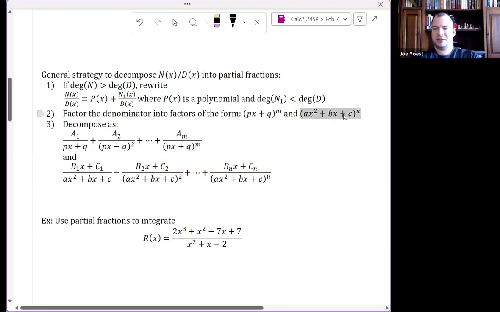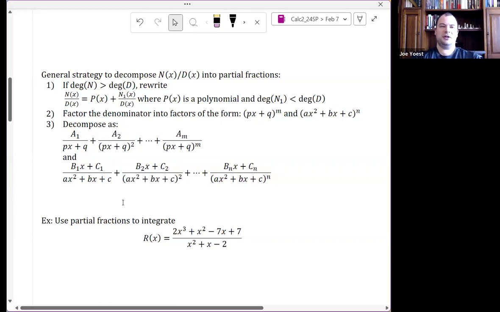And for the linear bits, why did I use a constant on the top here? Because that's a lower degree polynomial than the linear on the bottom. For the quadratic bits, ax squared plus bx plus c to the n power, I start with ax squared plus bx plus c to the first power in the bottom. And then I want a lower degree polynomial in the numerator, which would be a linear b1x plus c1. Similar thing with the quadratic to the second power if needed, with the linear on top, and so on.